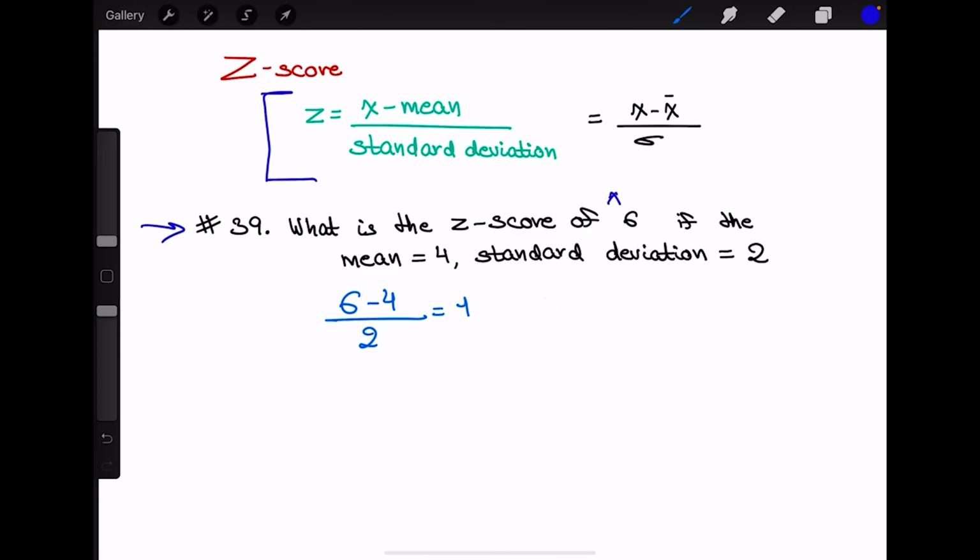6 would be our x in this scenario. If the mean equals 4 and the standard deviation is 2, just directly apply this formula. So 6 minus 4 divided by 2, and you'll get 1. That's your z-score.